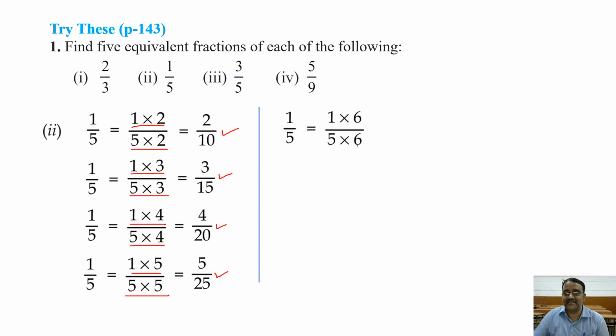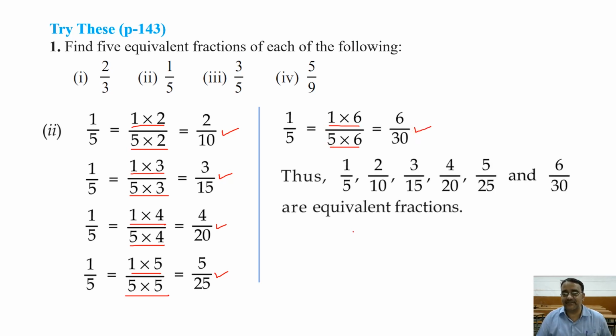Right. Now multiply with 6. 6 by 30. Right. Very good. So 1 by 5, 2 by 10, 3 by 15, 4 by 20, 5 by 25 and 6 by 30 are equivalent fractions.